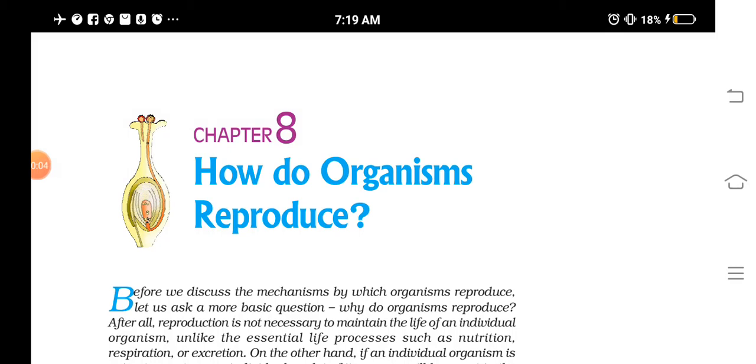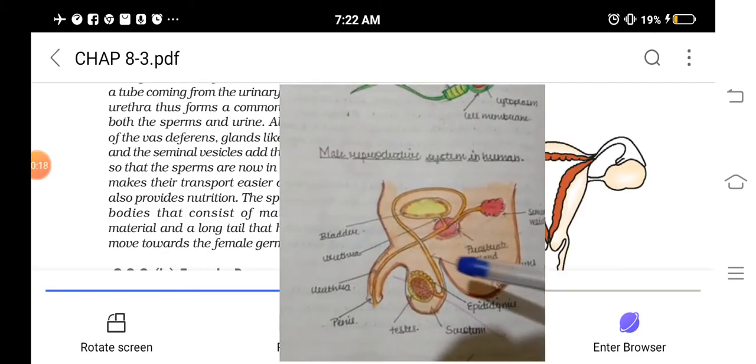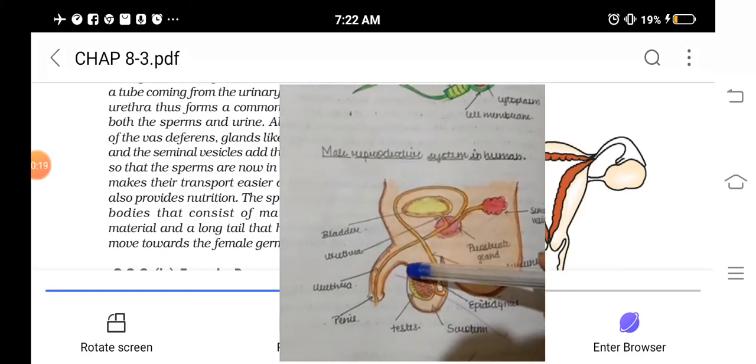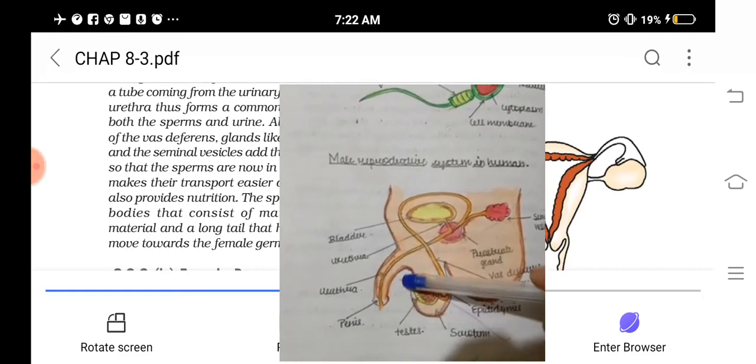So we were studying chapter 8, how do organisms reproduce. In that we have studied the parts of male reproductive system. The male reproductive system consists of a pair of testes. Okay, testes you can see, which is placed outside the abdomen.